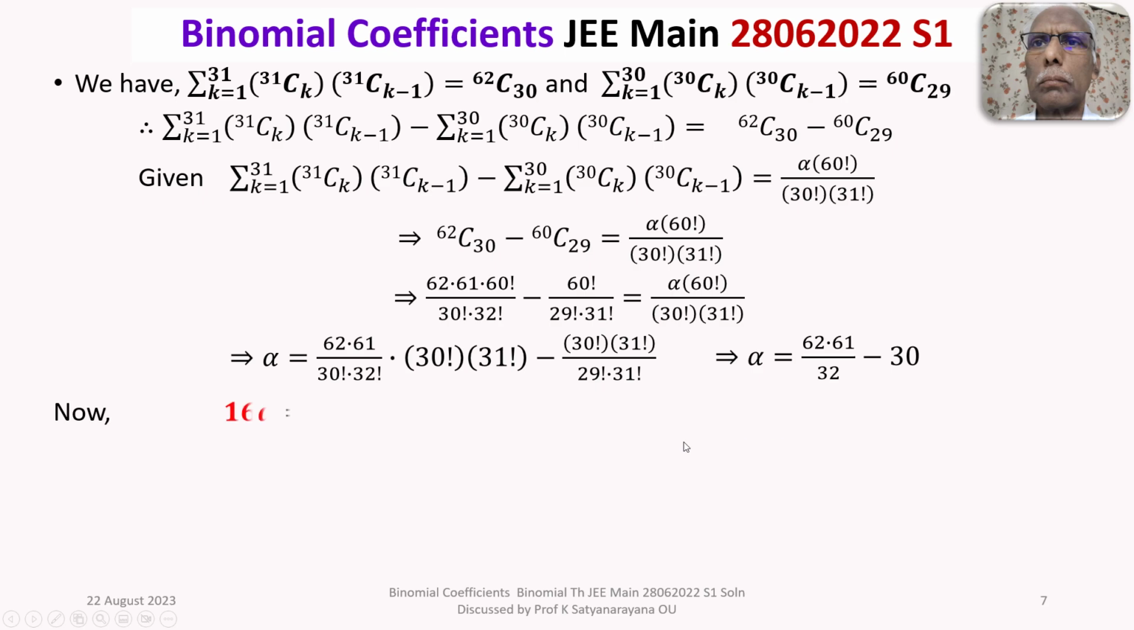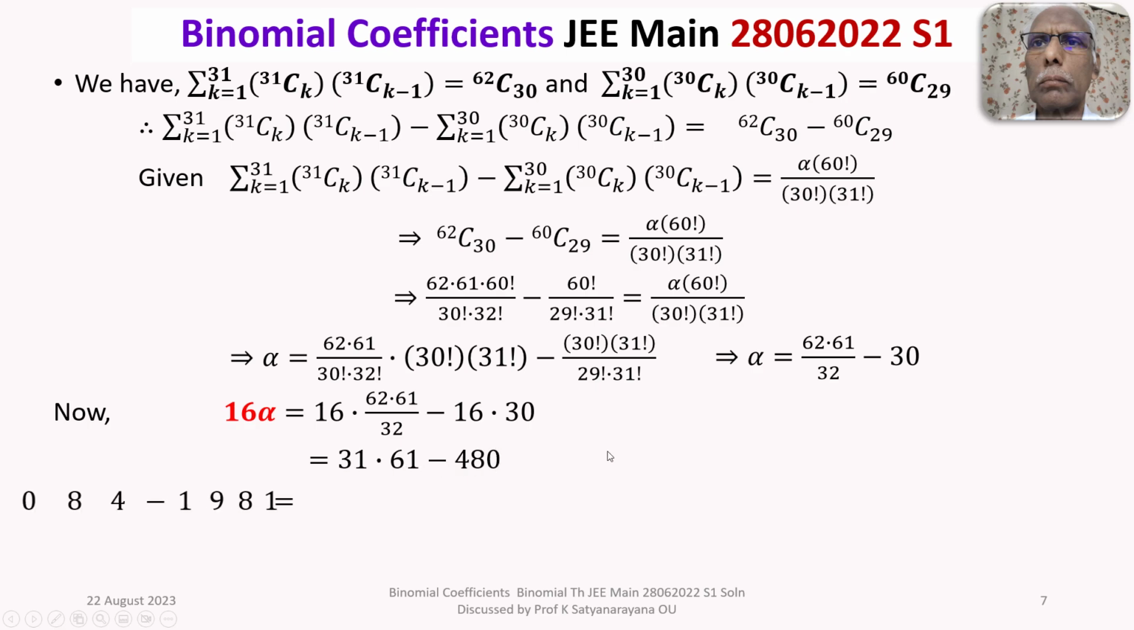So now what is it that we want? We want 16 times alpha. 16 times alpha is 16 into 62 into 61 by 32 minus 16 into 30. Simplifying, we will get 31 into 61 minus 480. That is 1891, the multiplication of 31 into 61, minus 480. That is, after simplification, we will get 1411.